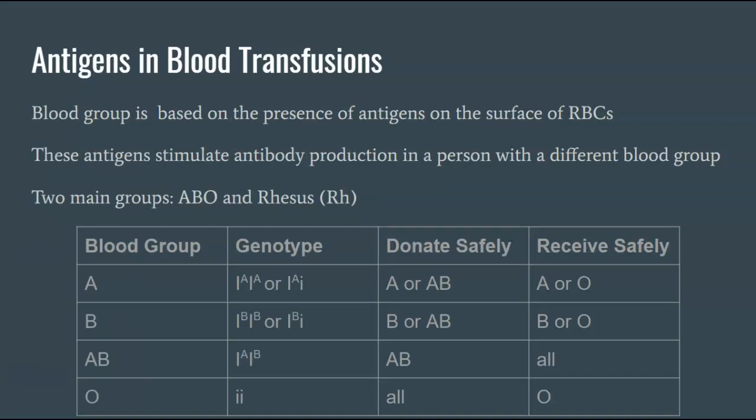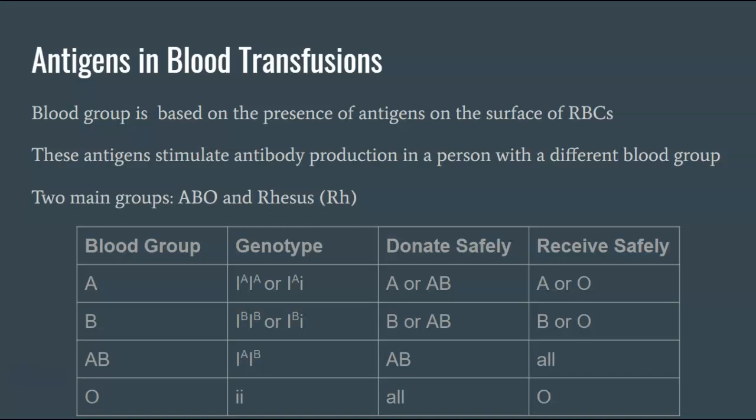Okay, moving on a little bit, still talking about the term antigen, but now we're going to talk about blood transfusions. Blood groups are based on the presence of antigens on red blood cells. RBCs are red blood cells. The antigens stimulate antibody production in a person with a different blood group. Which is why you cannot take blood from someone who has a different blood group than you, unless it's very specific. Blood transfusions are heavily moderated because it can kill you, because your blood will literally attack the blood transfusion.